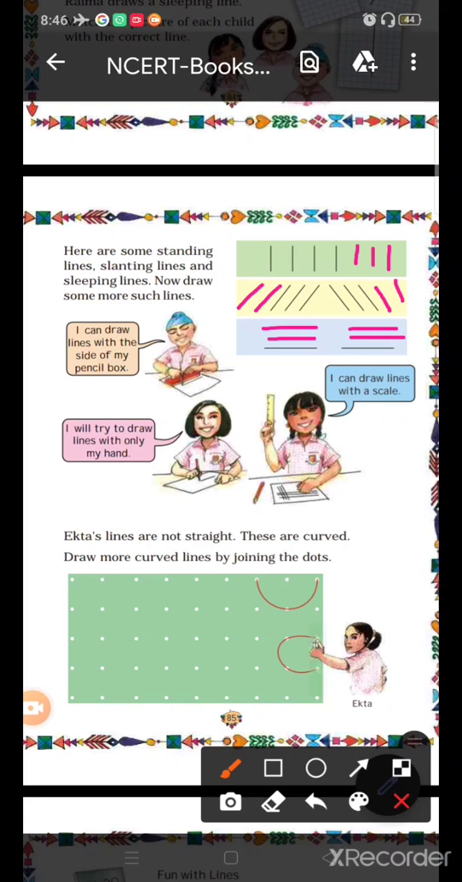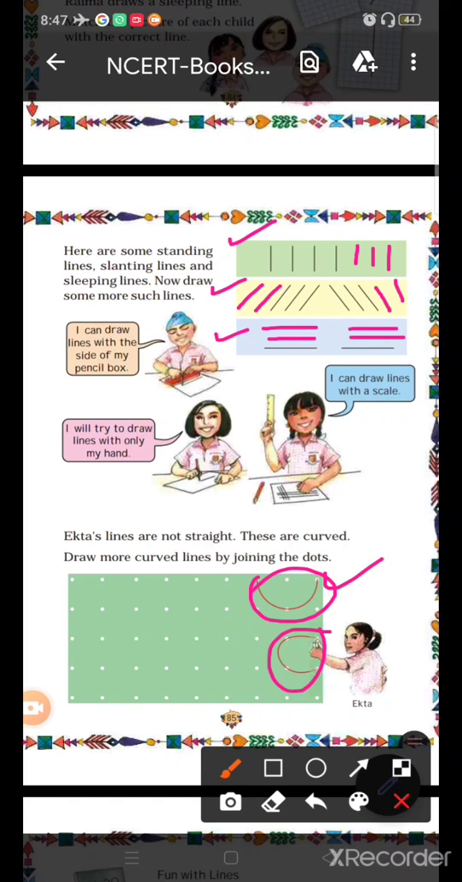Okay. Now, down here, Ekta's lines are not straight. These are curved. These are curved lines. These are not straight lines. As I told you, how many types of lines are there? 4 types of lines are there. 3 lines are given upside, straight: standing line, slanting line and sleeping line. And one more line is there. This is the curved one. Curved line.